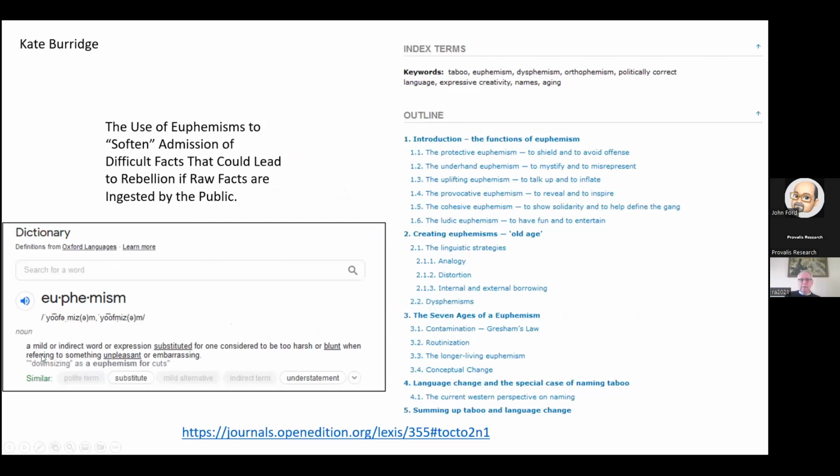And so a euphemism, and this can apply to anything. It could be applied to elections. It could apply to technology. Some people are talking about this 5G microwave kind of thing. It can apply to anything, right? Basically, you'll see some people using euphemisms, a mild or indirect word or expression substituted for one considered to be too harsh or blunt when referring to something unpleasant or embarrassing. So the question is, do you want raw truth or unfettered truth, or do you want things downplayed, right?